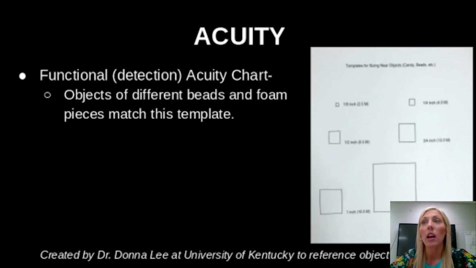You want to keep it like a specific template. So this already has it, and you can match the size of the object on this template, and then you can reference it in your report. You put the toy in the square that matches its size about, and that's how you know the different sizes of beads or foam pieces to match to this template.